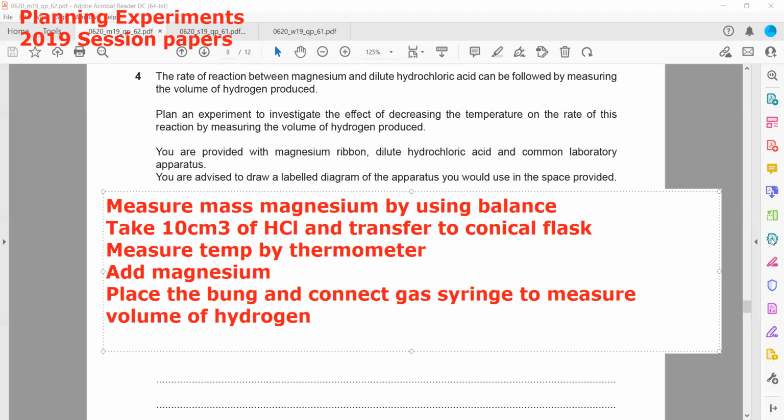Then record the time as well, because we want to measure the rate of reaction. So whenever we add magnesium here, start the timer, place a bung, connect the gas syringe and measure the volume of hydrogen gas in, say, for example 5 minutes. In 3 minutes.